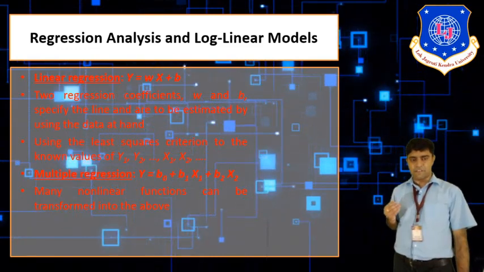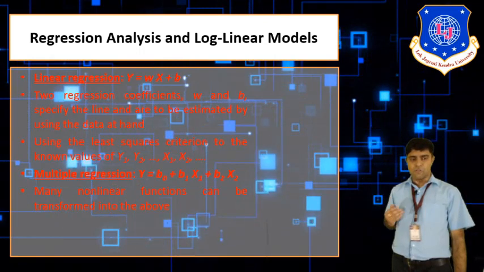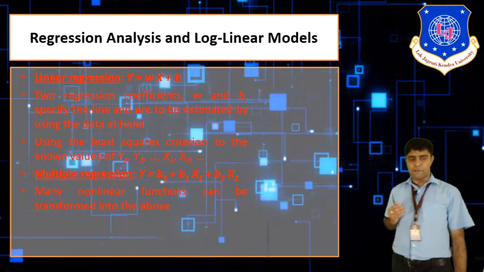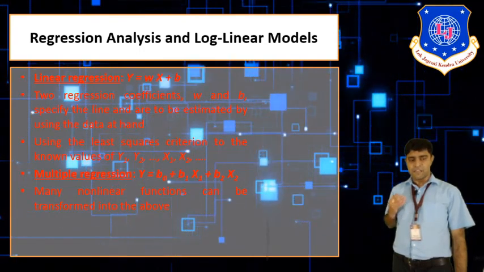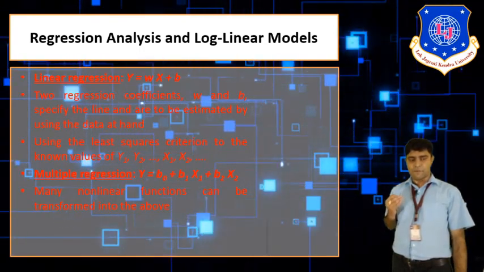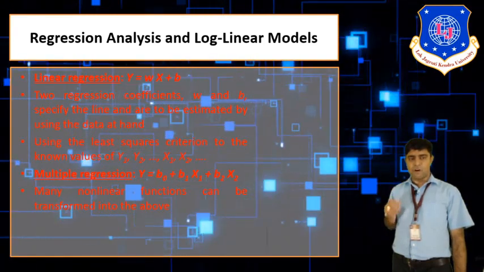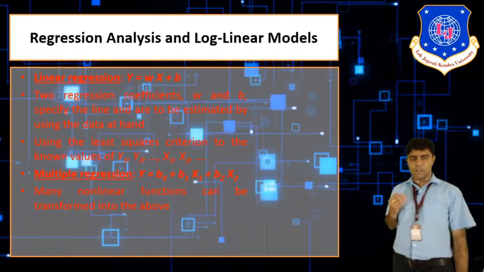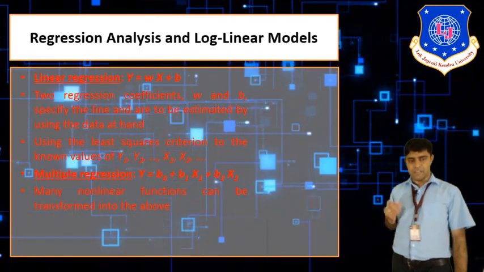The multiple regression equation is y equals b0 plus b1 x1 plus b2 x2, where one dependent variable and two independent variables are used for multilinear regression. Many non-linear functions can be transformed into this form. So non-linear functions are useful for transforming the data in multilinear regression.